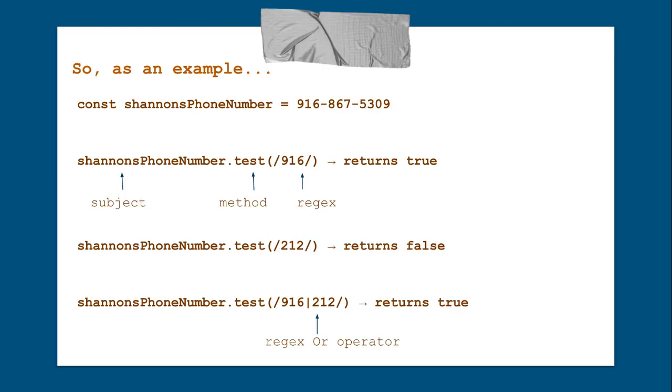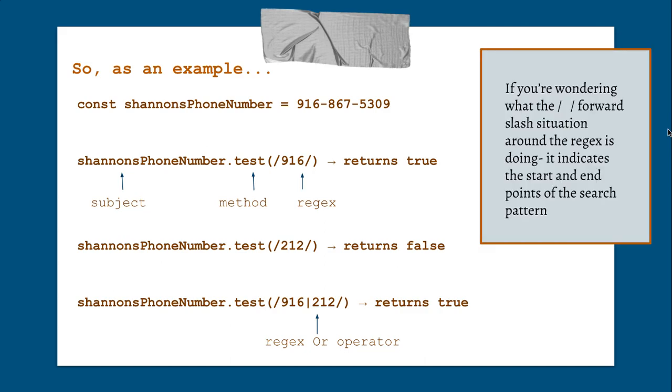So as an example, if this was my phone number, it's not my phone number. I can pass my number in as the subject, call the test method on it, and then pass in this regex pattern, which would return true because 916 occurs in my phone number. But if I pass in 212 as a regex pattern, it would return false. And then if I put 916 separated by the OR operator in 212, it would return true. If you're wondering what the / situation is before the regex patterns, that's what indicates to the search engine where the search pattern starts and ends.